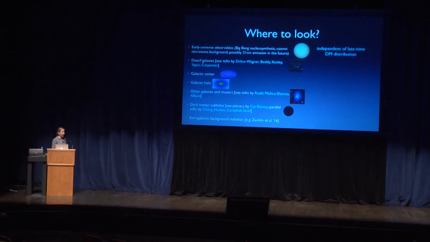You can look at the dwarf galaxies, the dwarf satellite galaxies of the Milky Way, which will be discussed in these parallel session talks. The advantage of this is that they're relatively close to us, only a few tens of kiloparsecs away, and they have low background.